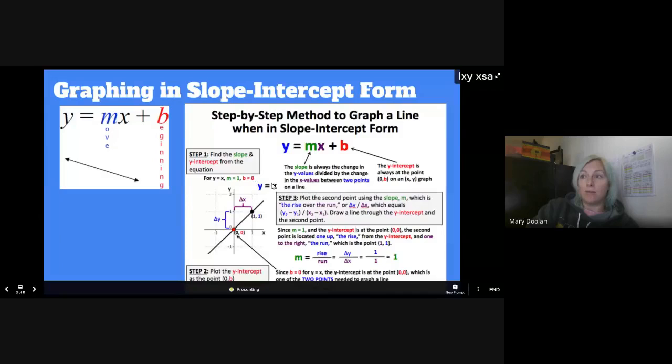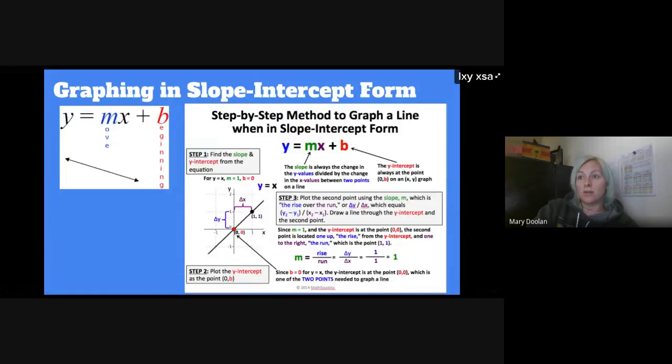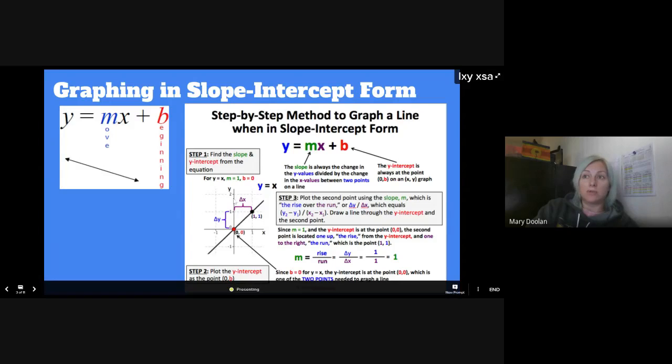So when it gets graphed, step 2 says plot the y-intercept. The y-intercept is 0, that means I cross the y-axis at 0. And anytime you have a y-intercept, the x-coordinate is always 0. The y-coordinate would change depending. It's always going to be somewhere on the y-axis. But for this basic equation, it's at (0, 0).